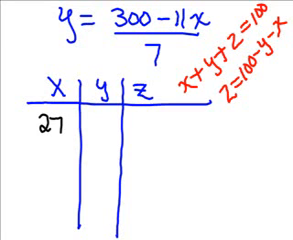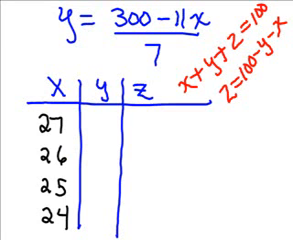And then we're going to have to check 26, 25, 24, and so forth until we look at all those feasible x's. So when I start with 27, I do 300 minus 11 times 27, all divided by 7.